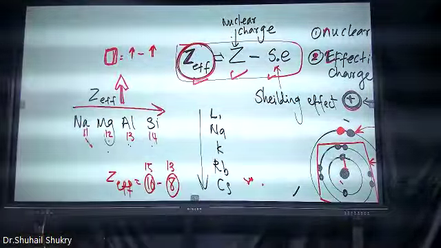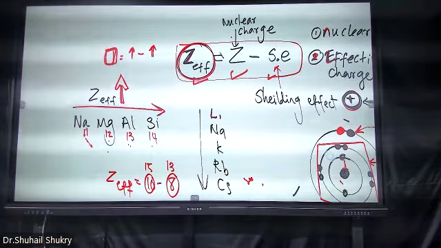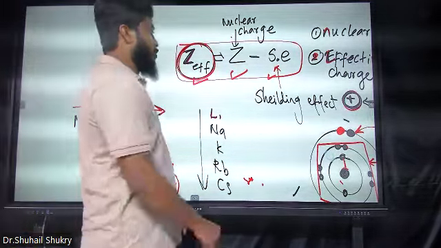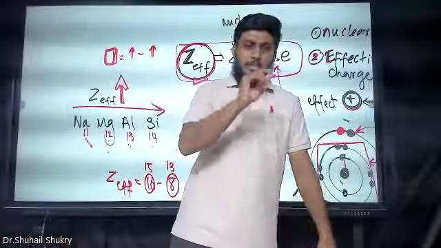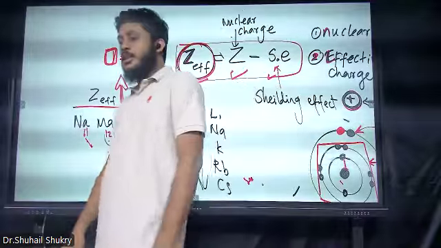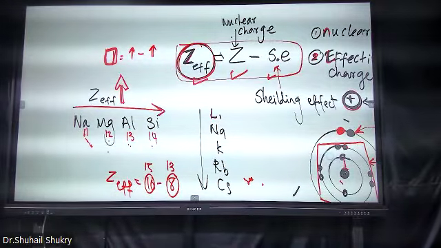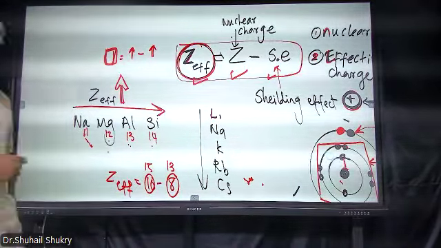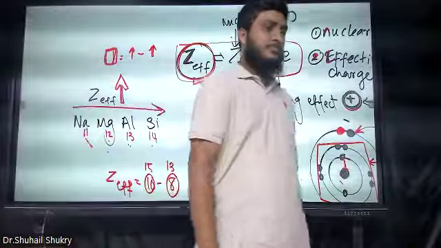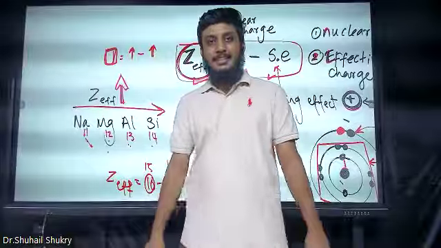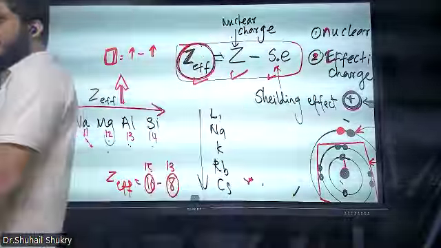When going down the group, nuclear charge increases, shielding effect increases. Therefore, the effective nuclear charge remains constant or slightly decreases.